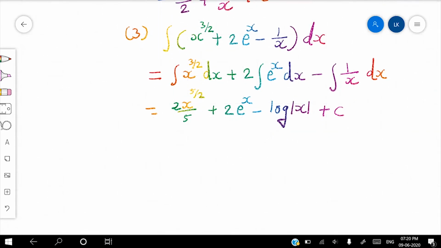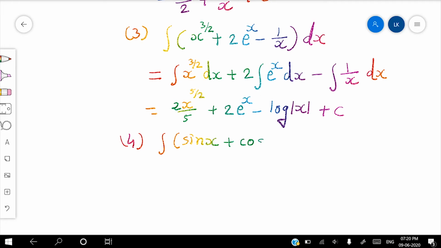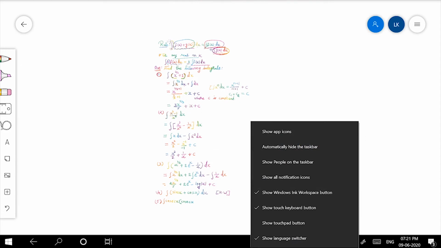Clear? Now, next example, do it only yourself. Fourth one. Integral of (sin x plus cos x), bracket complete, dx. Do yourself. Do fast. This is in homework. Okay. Do fast here only. Complete? Very good. Next also you can do fast here. Integral of cosec x, then in bracket cosec x plus cot x, into dx. Write down the question. Fast.